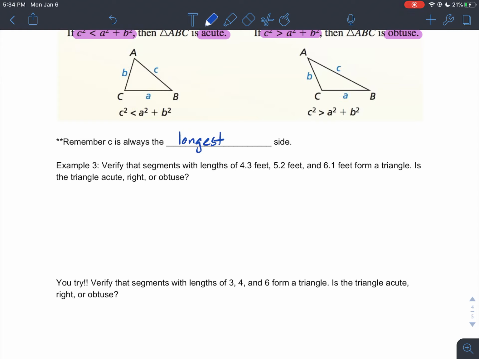So let's look at this first example. Let's say you've got three sticks. You're out in the woods and you pick up three sticks. The first stick is 4.3 feet, the second one is 5.2 feet, and the third one is 6.1 feet. Verify that you can make a triangle out of these, and then if you can, is that triangle acute, right, or obtuse?